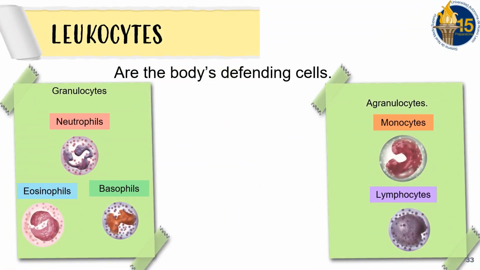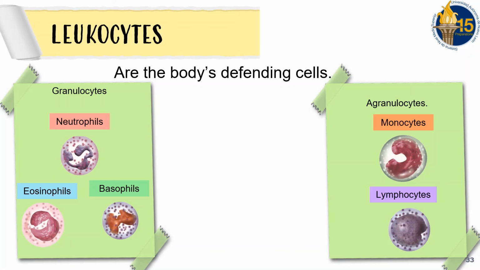Leukocytes or white blood cells are the body's defending cells. According to their morphological characteristics, they are divided into granulocytes and agranulocytes. We have three types of granulocytes. Neutrophils are the most abundant leukocytes in the blood. They have an antibacterial function. Eosinophils are in a proportion of 2 to 4%. Their function is against parasites. Basophils are the smallest leukocytes in the blood, less than 1%. They participate in inflammatory reactions.